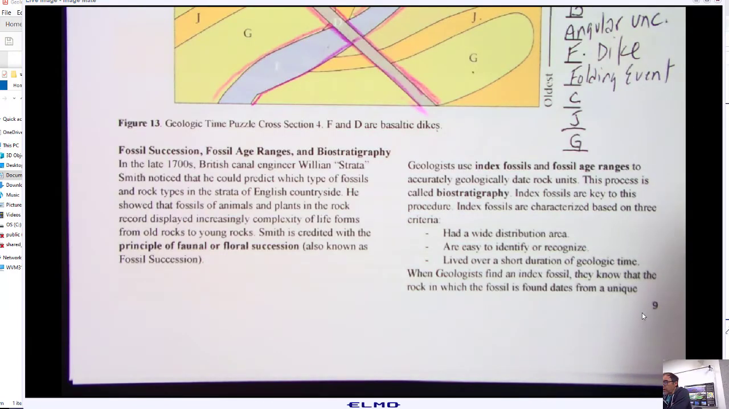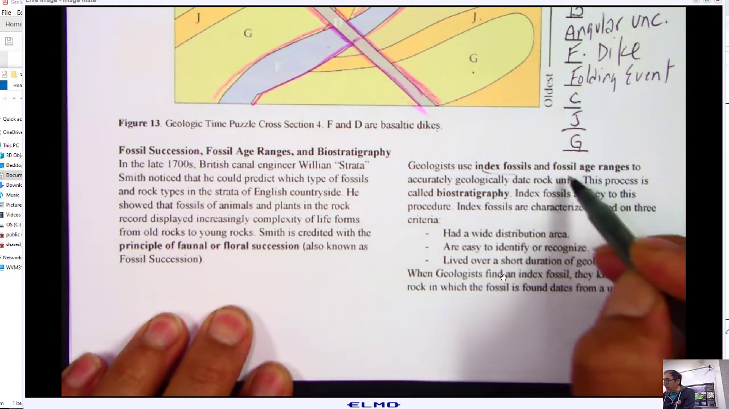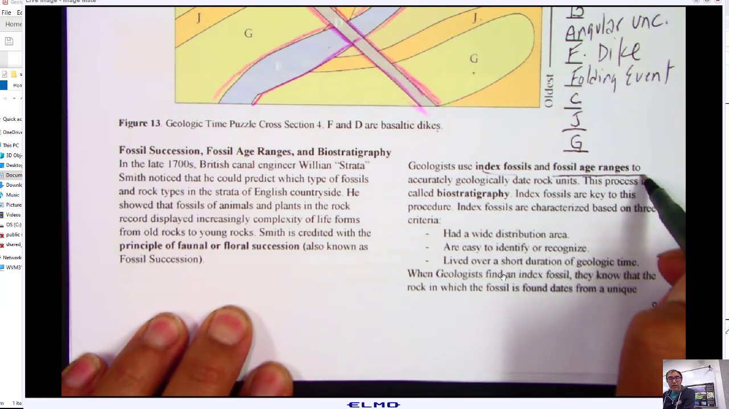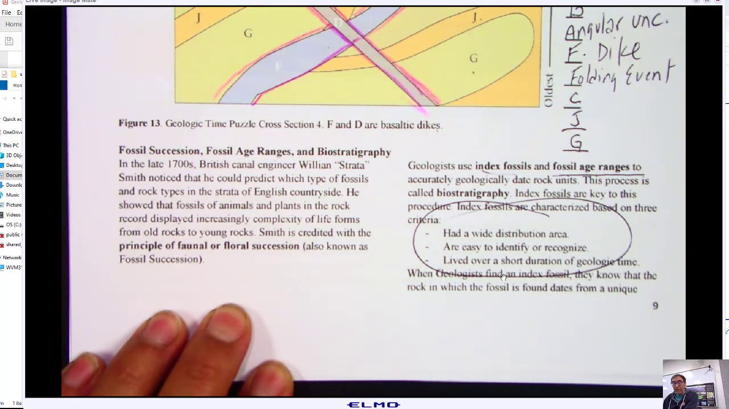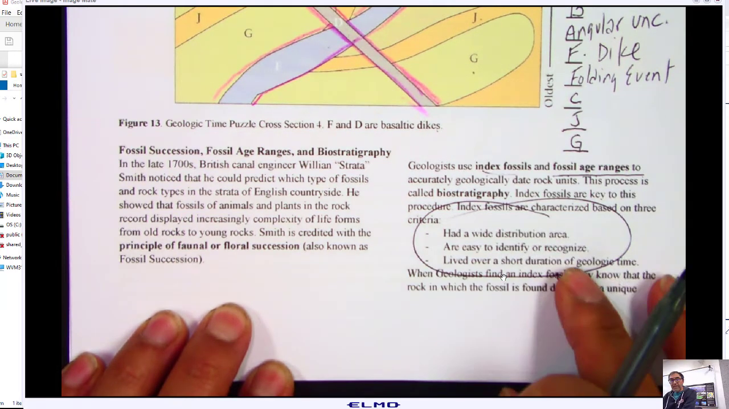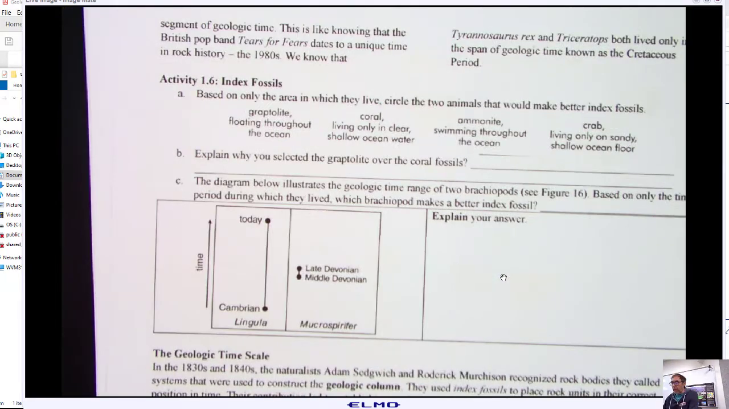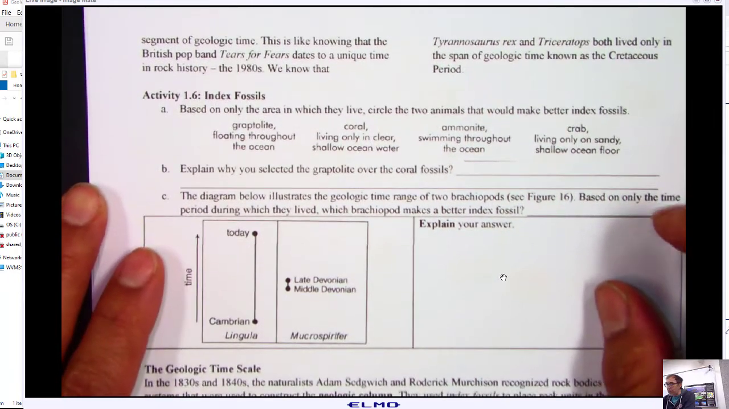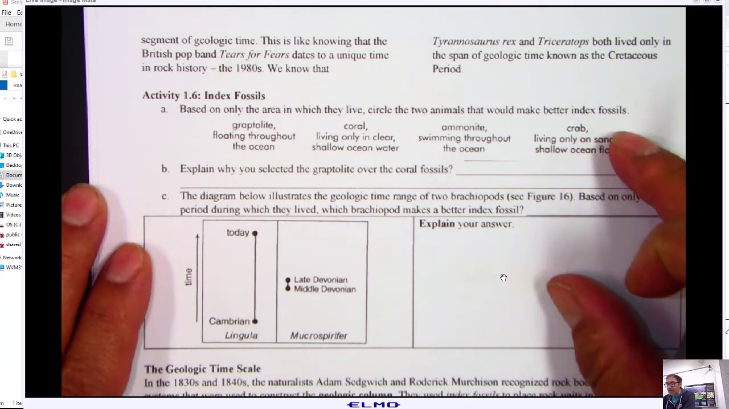Okay, the next section here is on fossil succession. And this is an important part of the lab because we're going to be dealing with these index fossils and fossil range zones or fossil age ranges. Key thing about index fossils, they have to follow these three criteria. Wide distribution, easy to identify, lived over a short duration of time, right? So read about this, and then you'll see there's a couple of questions regarding this idea of widespread distribution and short duration. And you can kind of pick the answers for these two, for A, B, and C. I'll let you work on this on your own.